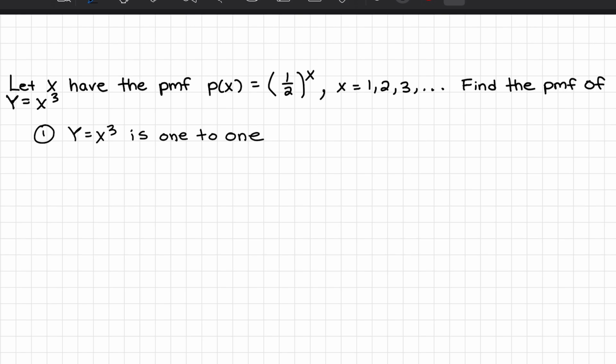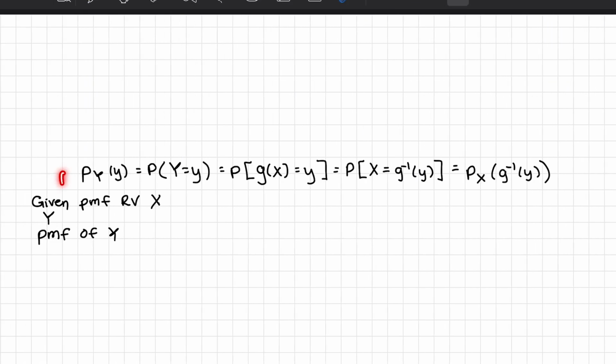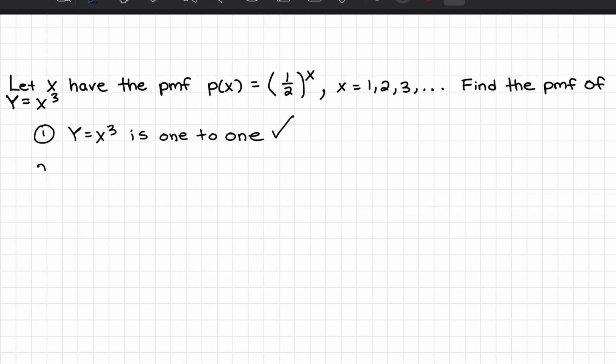And clearly, Y equals X cubed is 1-to-1. You can determine this by the graph. So Y equals X cubed looks something like this. And if I draw horizontal lines, it goes through it once. So it passes the horizontal line test, therefore it is a 1-to-1 function. Since Y equals X cubed is a 1-to-1 function, that means we can use the series of steps over here to figure out our PMF of Y. So let's do these steps.